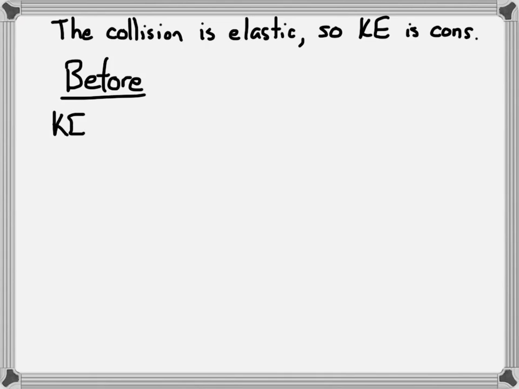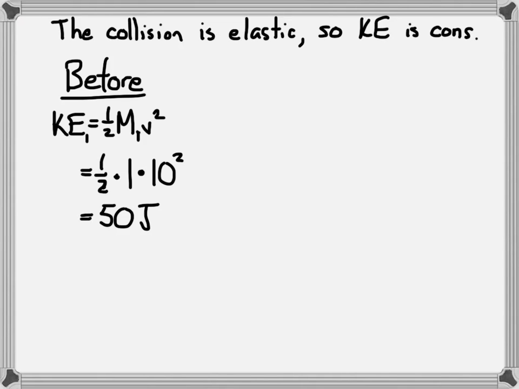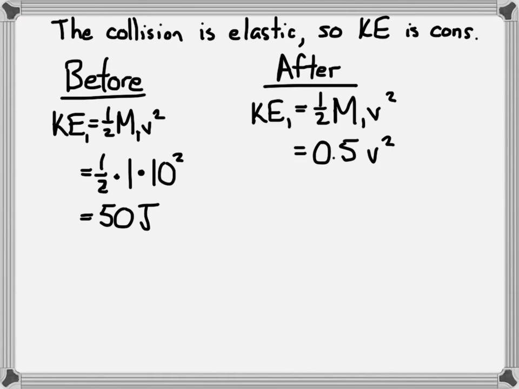So let's figure out what the kinetic energy was before. That's 1/2 m1 v squared, and v was the velocity I had before the collision. So that ball, it turns out, had a total kinetic energy of 50 joules before the collision. After the collision, we have the kinetic energy of the ball again. We don't know what its velocity is, but we can say that its kinetic energy is 0.5 times v squared because the mass of the ball was 1 kilogram.